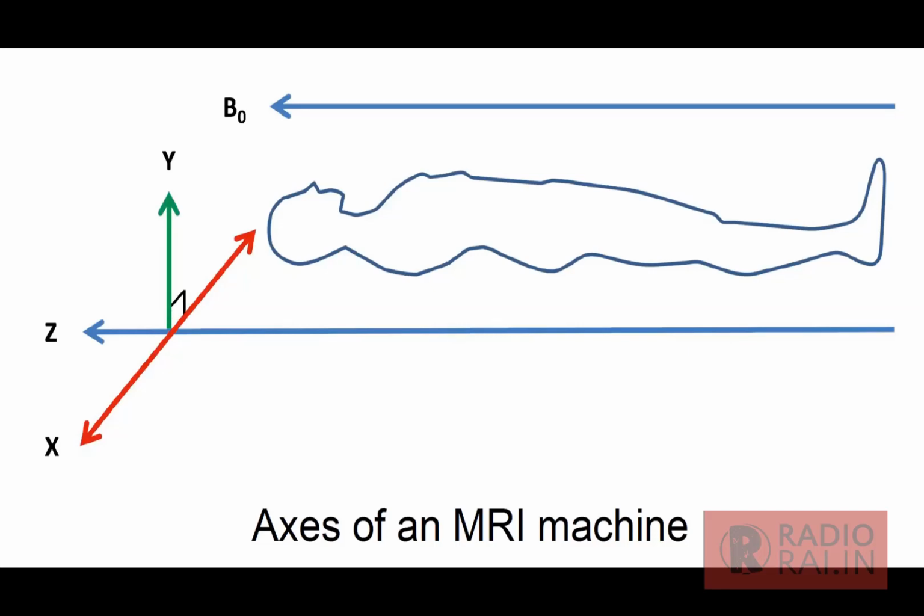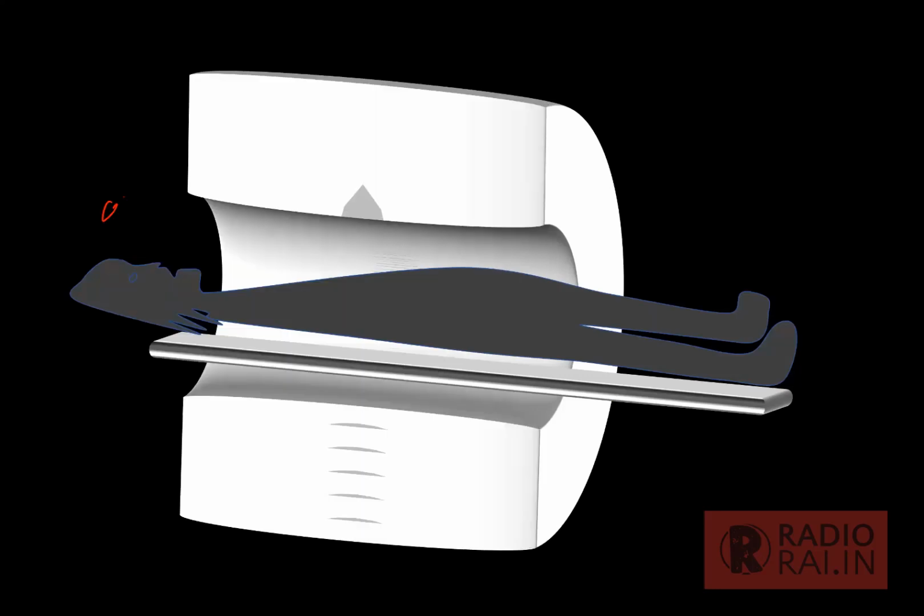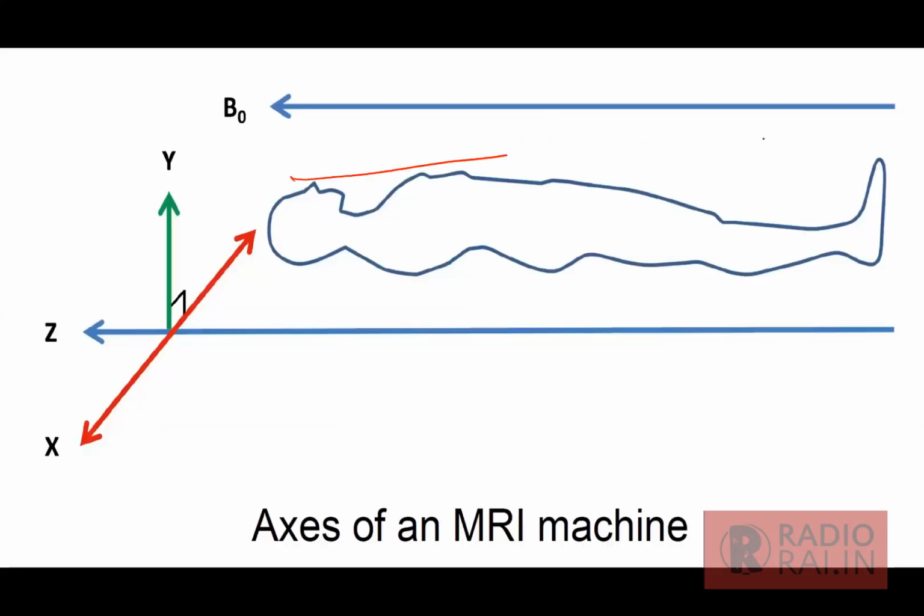Now I have told that the patient is placed parallel to the magnetic coils. So this is how the patient is placed parallel to the magnetic coils. Now this axis is called the Z axis. From the head to the leg of the patient, this axis is called the Z axis. Now the other axes perpendicular to this are called the X and Y axis. Okay, so we have a 3-dimensional picture now. So the Z axis is very important. It is along the magnetic coil.